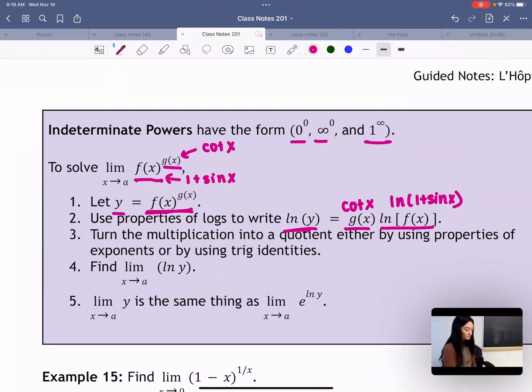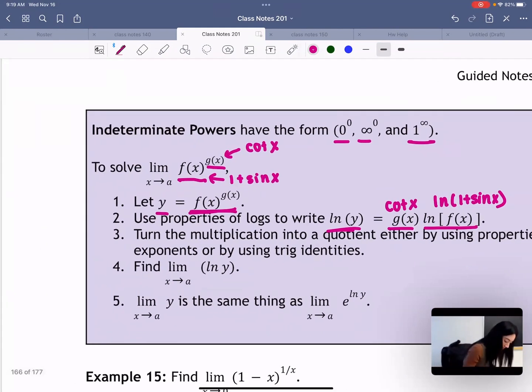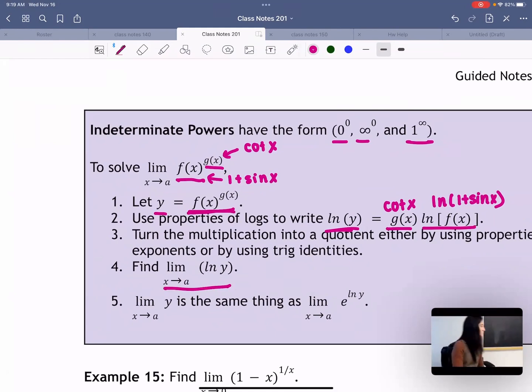Step 3, you're going to do L'Hopital's rule, so you're going to turn the multiplication into some sort of quotient, turn it into a fraction. Step 4, you're going to find the limit of the natural log of y, which is what we did. We got 1 there, okay? And then the 5th thing we're going to do is we're literally just going to do e to whatever we did, okay? So the limit of y is the same as the limit of e to the natural log of y, okay?